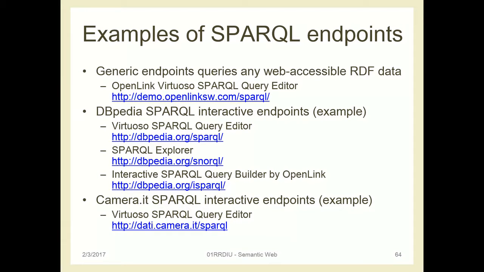So, endpoints, I've shown you two of these endpoints. Some of them are completely generic in the sense that you can use any data set you want. Others, for example, here are three examples for DBpedia, but there are so many for any data set. For curiosity, you can query data about the Italian parliament, knowing, for example, where the deputies were in 1964, or a query like that.